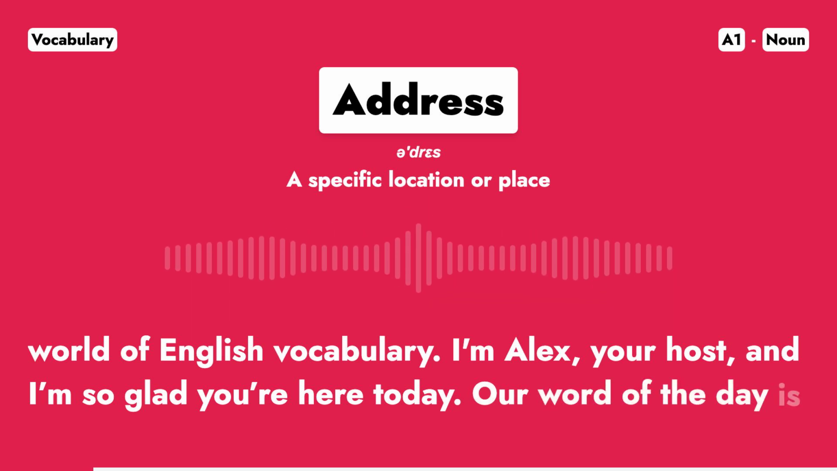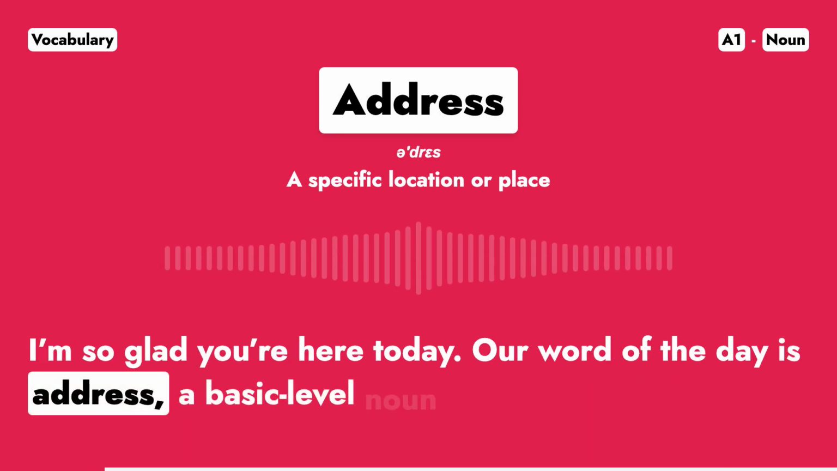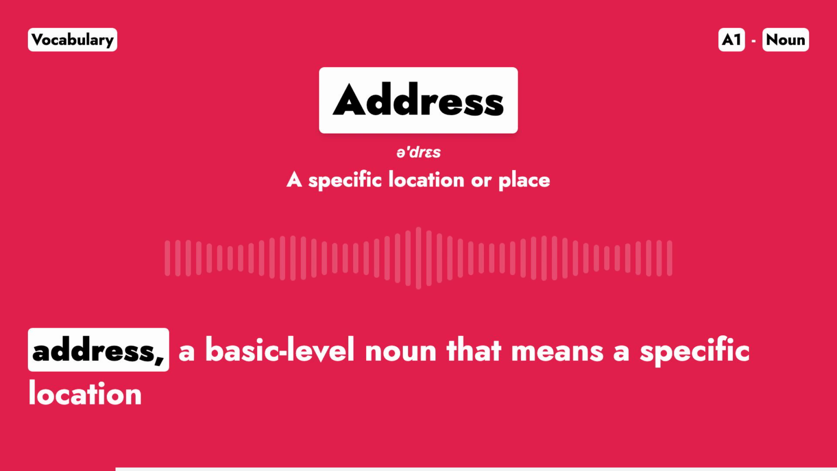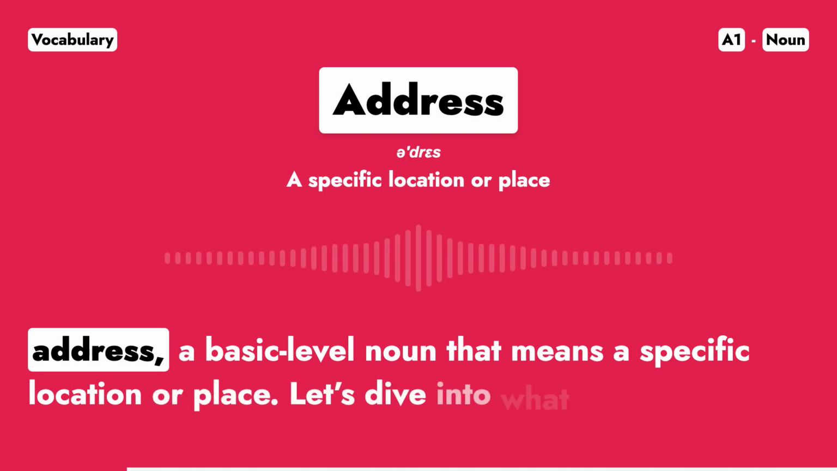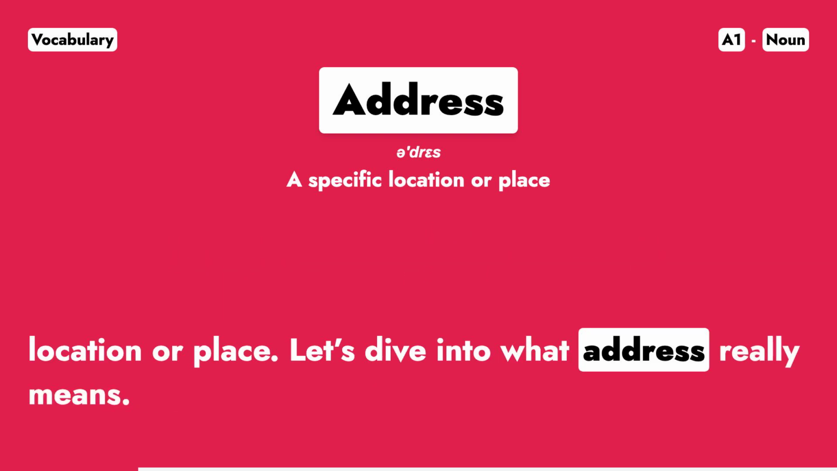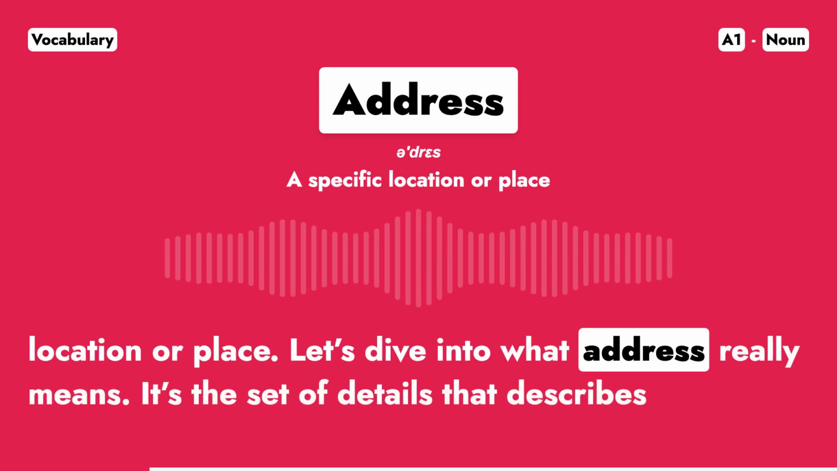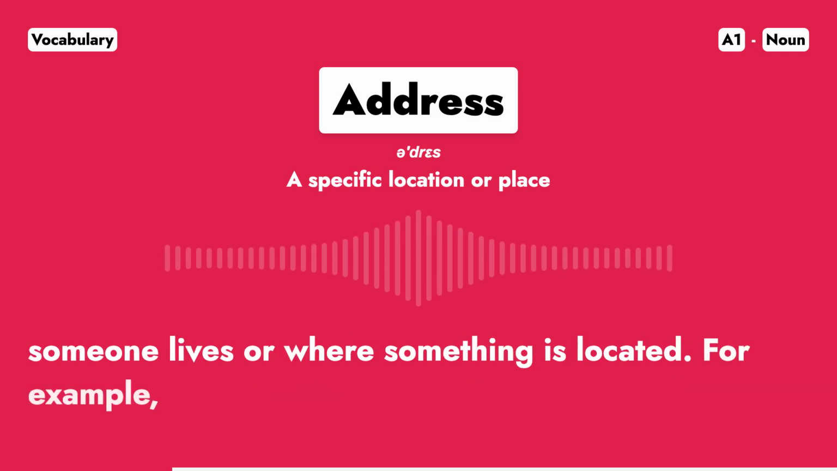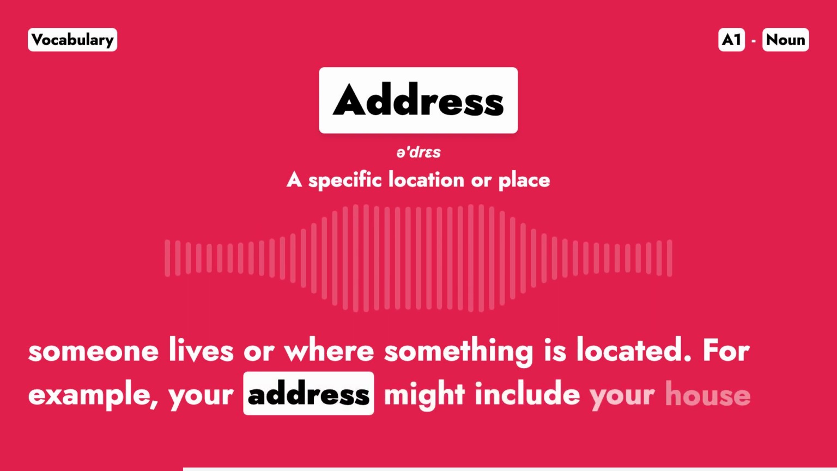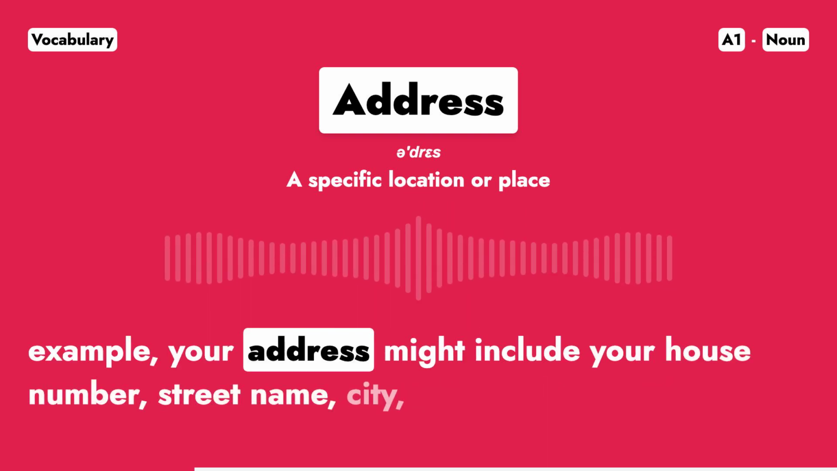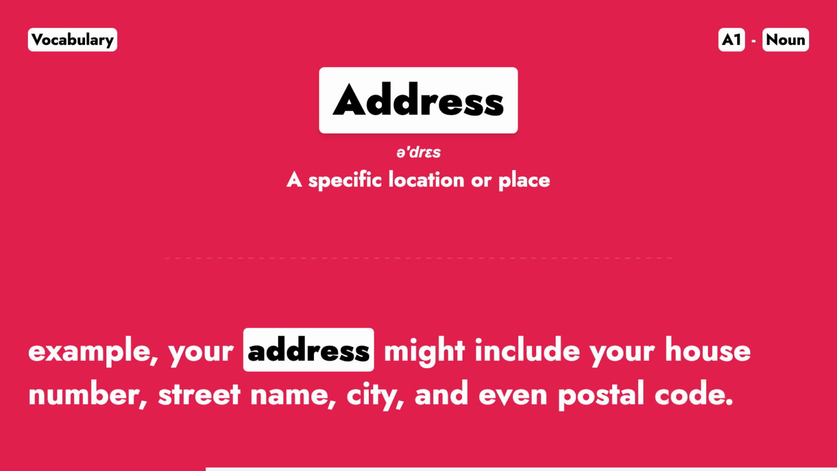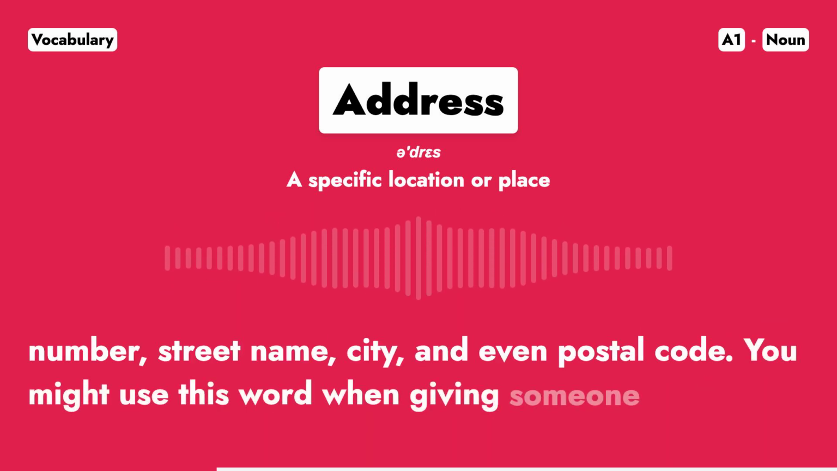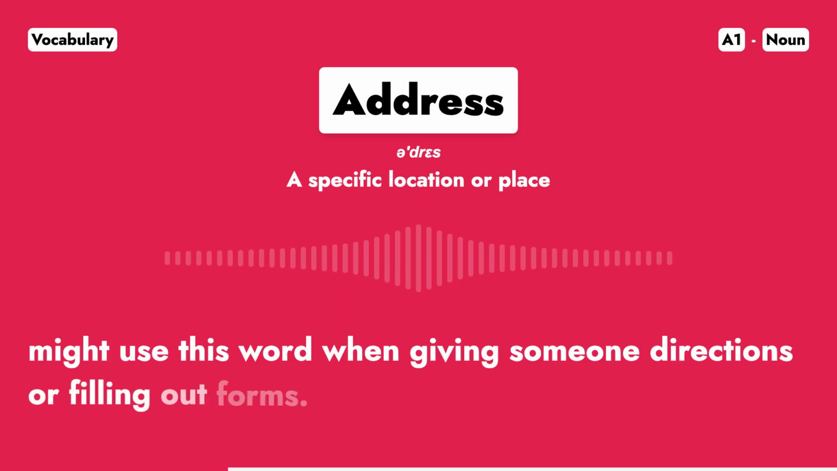Our word of the day is address, a basic level noun that means a specific location or place. Let's dive into what address really means. It's the set of details that describes where someone lives or where something is located. For example, your address might include your house number, street name, city, and even postal code. You might use this word when giving someone directions or filling out forms.